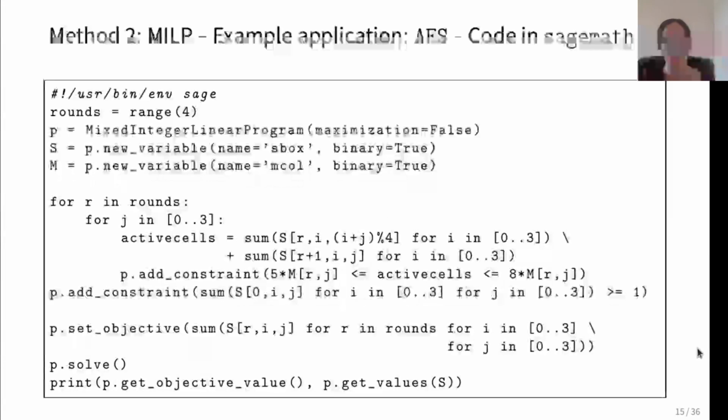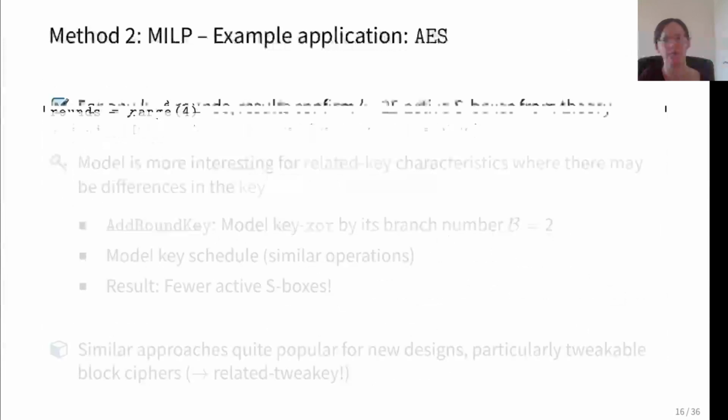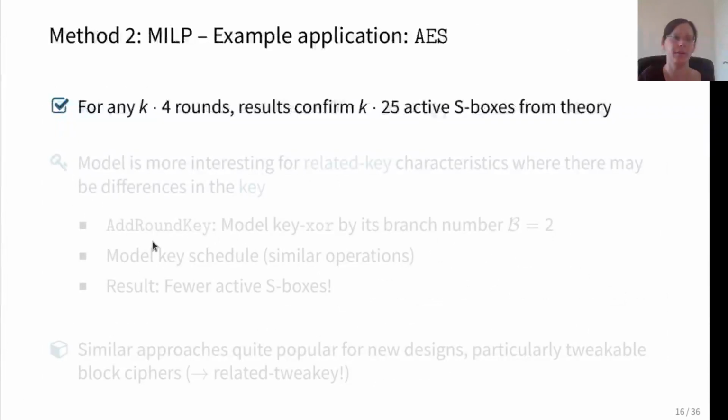Okay, so this is a short code example. You see it's easily written down. It just takes a few lines, and it confirms what we already know from theory. Namely, if we take any multiple of 4 rounds, we get exactly the corresponding multiple of 25 active S boxes, just as we expect from theory.